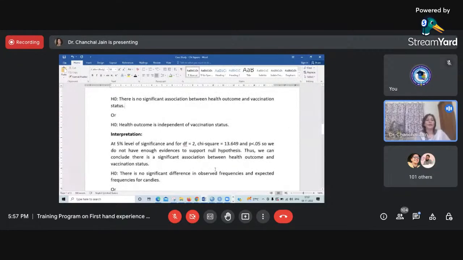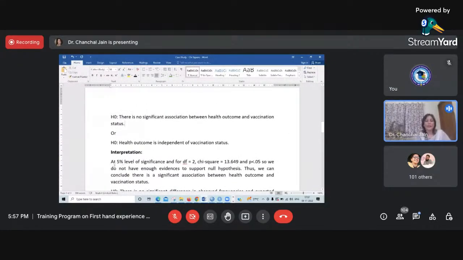Here I have already written, you can see, we can write at 5% level of significance and for 2 degrees of freedom, chi-square is 13.649 and p is less than 0.05. So we do not have enough evidence to support the null hypothesis. Thus, we can conclude that there is a significant association between health outcome and vaccination status. Am I clear on this part? If you want to note down the interpretation part, I suggest you please note it down, so that you would be able to understand how we can write the interpretation of the chi-square test.